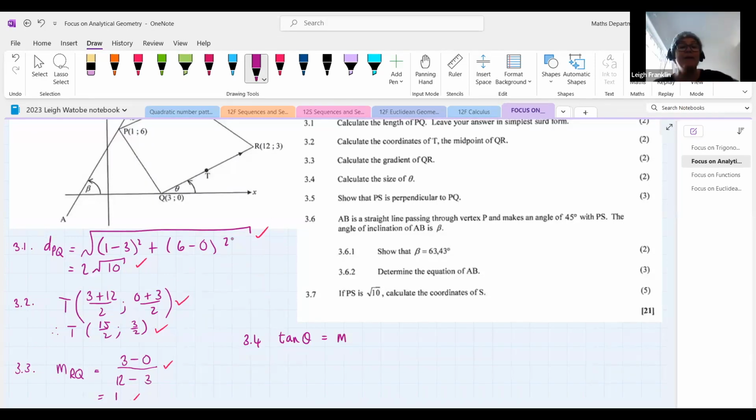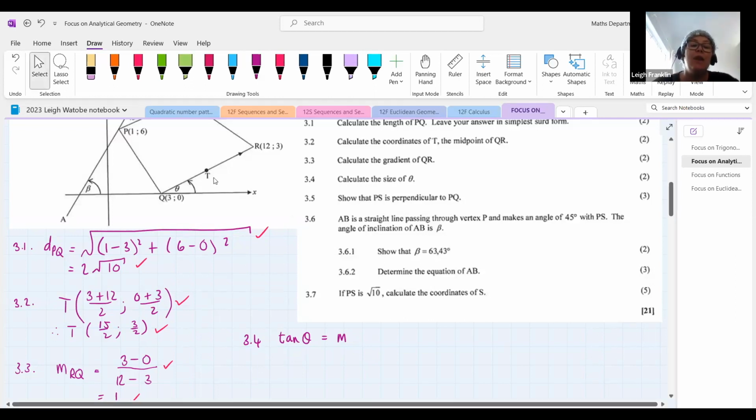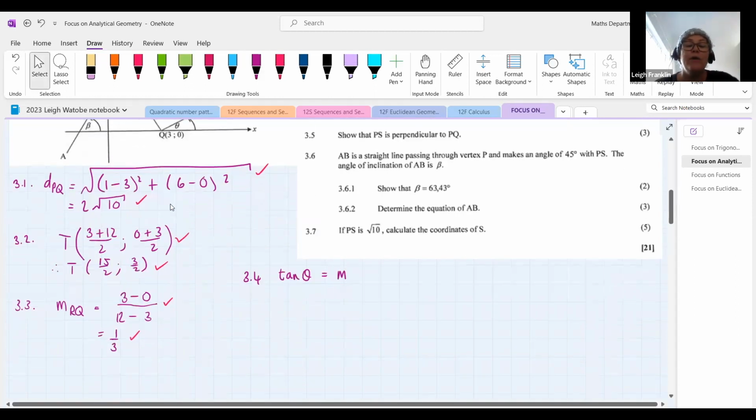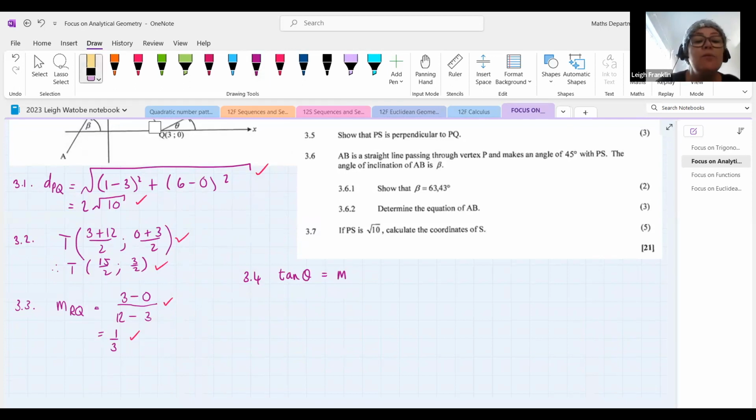Okay, so in this case, we have already got the gradient of line QR. So I can go straight away and sub that in over here and say that it's equal to 1/3. All right, so theta, when I put this into my calculator, is programmed to give me an acute angle as an answer.